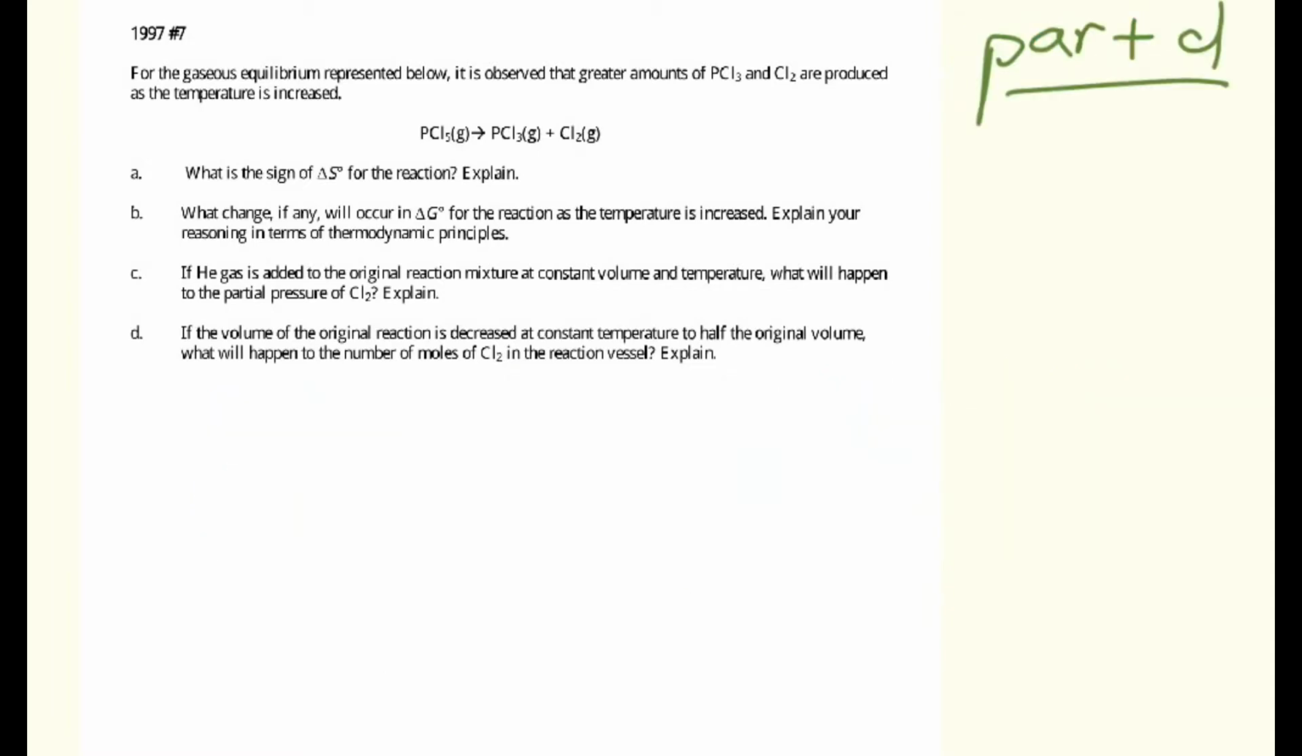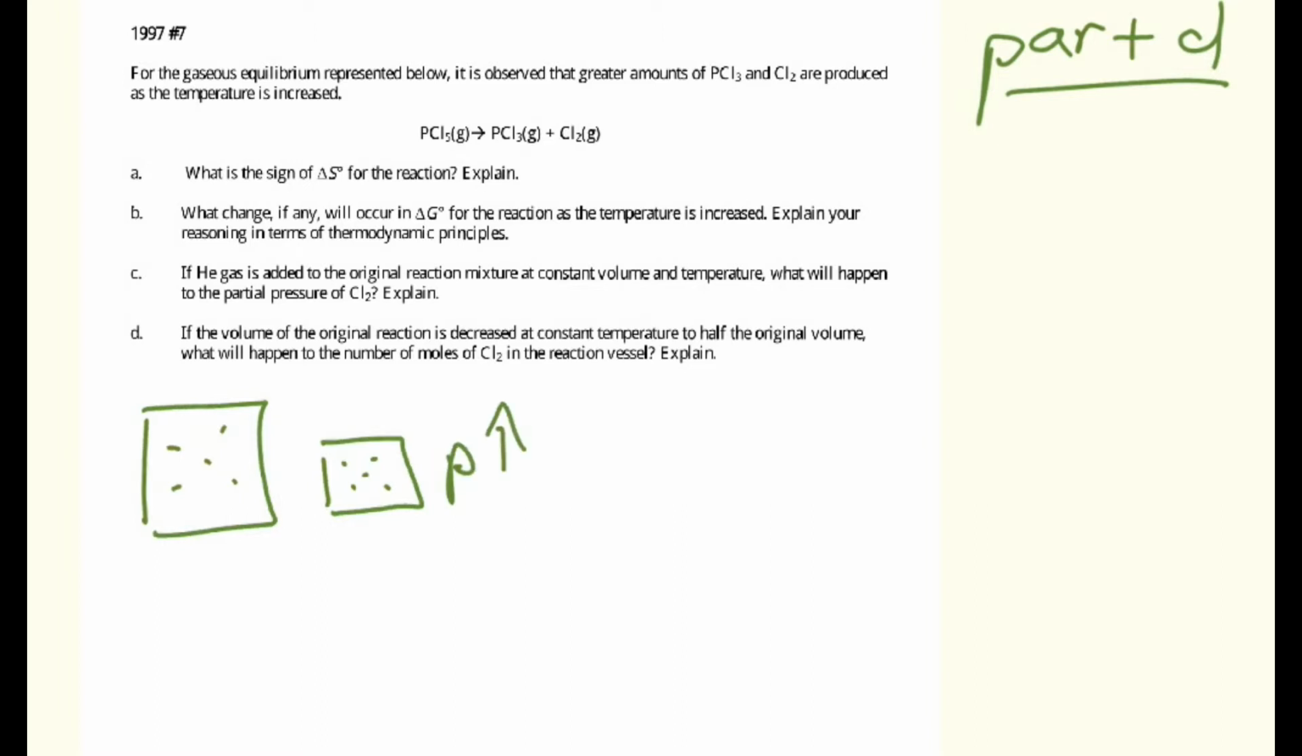Part D. If the volume of the original reaction is decreased at constant temperature, so the volume is decreasing to half its original volume, what will happen to the number of moles of chlorine in the reaction vessel? So you remember that if we're decreasing the volume, so we're going from something like this to something that's half its size, we are going to end up condensing those guys. So as the volume decreases, the pressure will definitely increase.